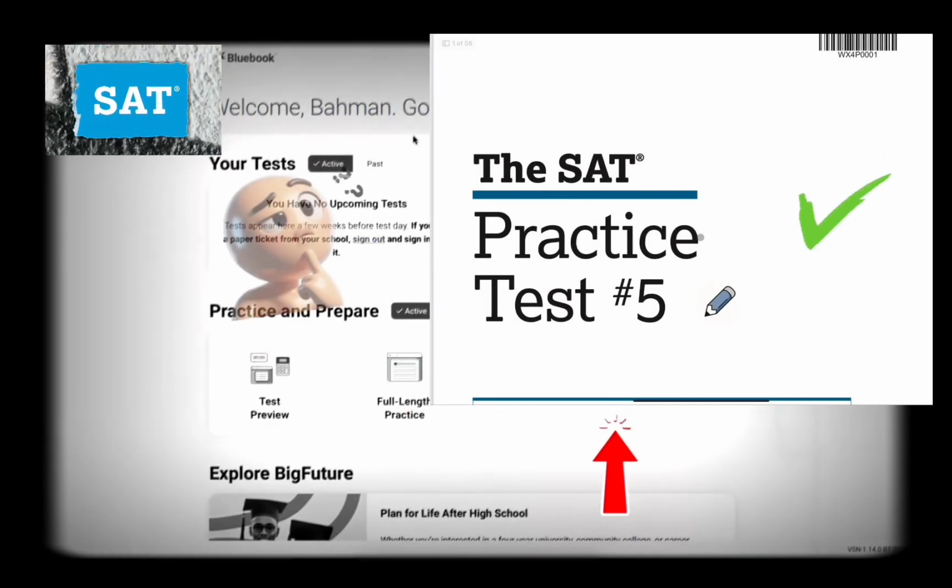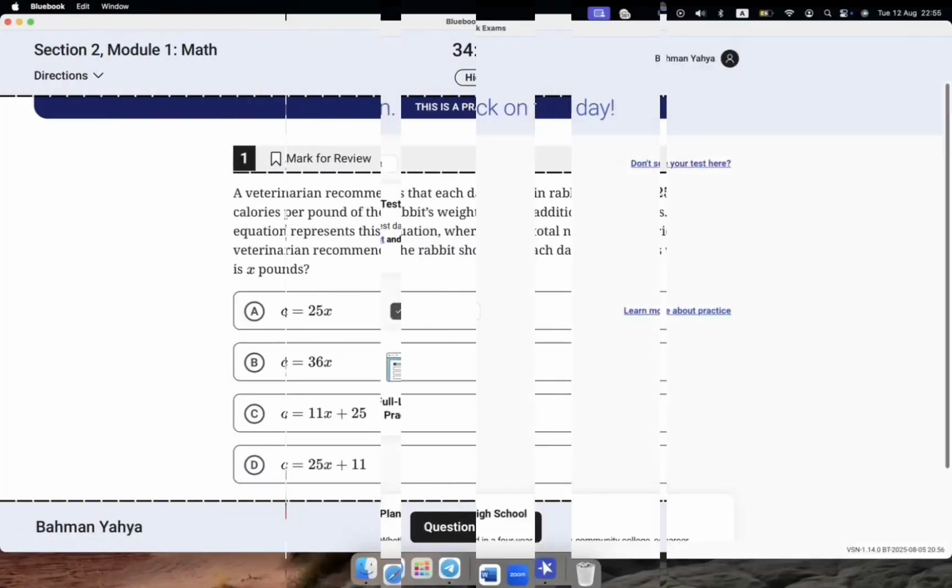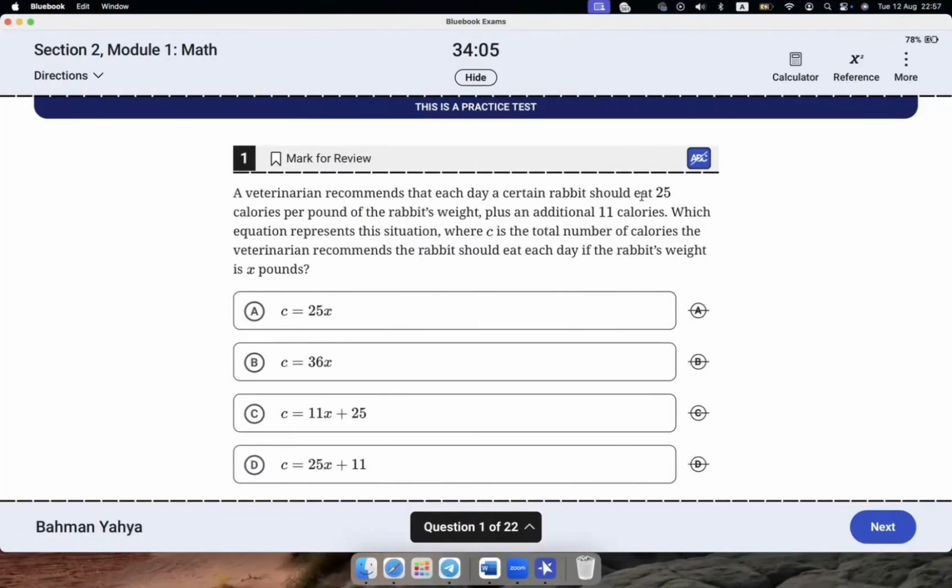We will do the practices 5, both module 1 and module 2. Let's get started. So what is the question? Rabbits eat 25 calories per pound, and that's X pounds. So if it is 25 per pound multiplied by X, it must be... The answer is not C or B. And we have additional 11 calories, you see, in the case D.